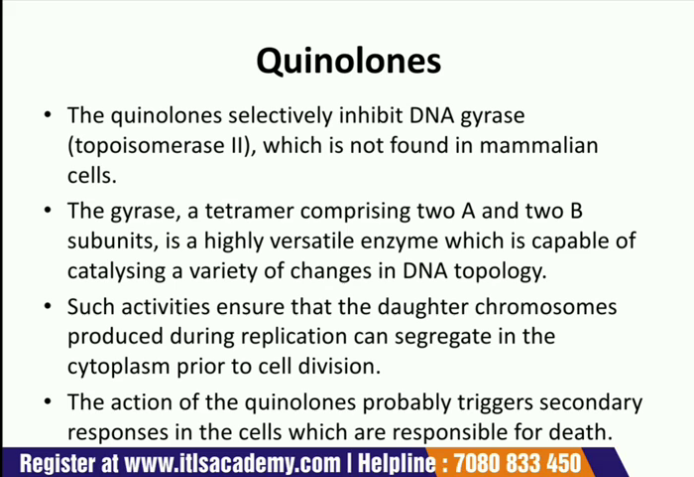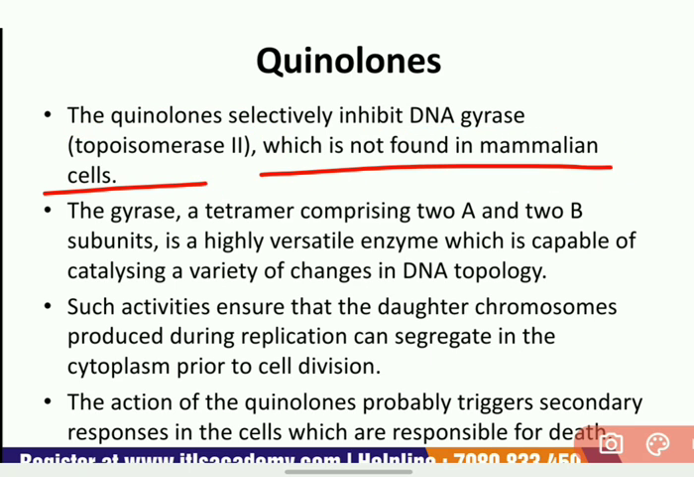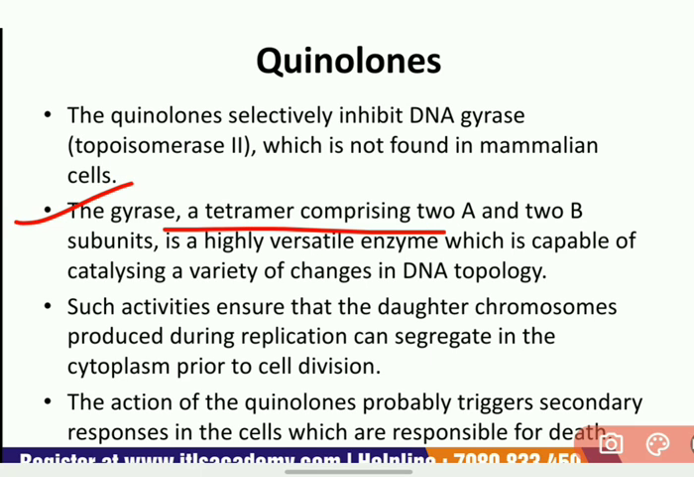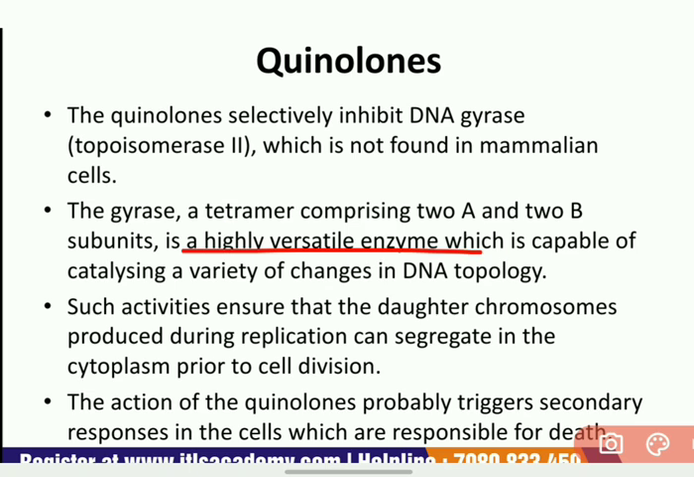Next is quinolones. The quinolones selectively inhibit DNA gyrase, that is topoisomerase II, which is not found in mammalian cells. The gyrase, a tetramer comprising 2 alpha and 2 beta subunits, is a highly versatile enzyme which is capable of catalyzing a variety of changes in DNA topology.